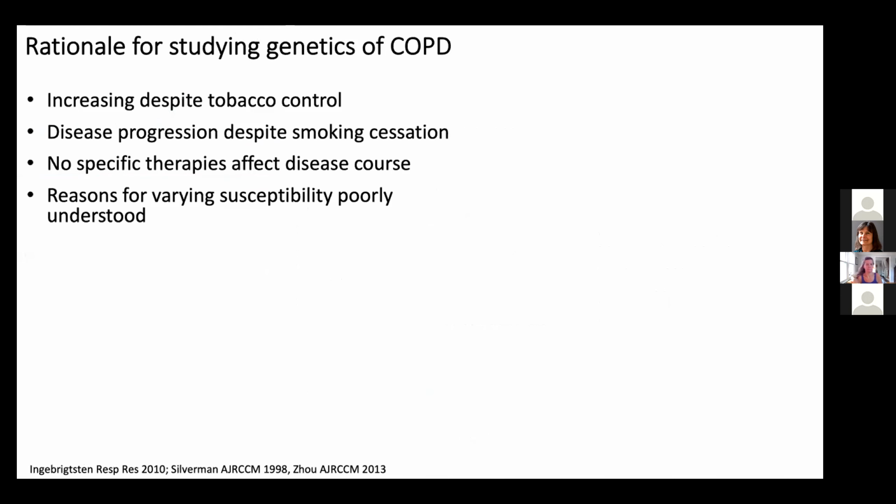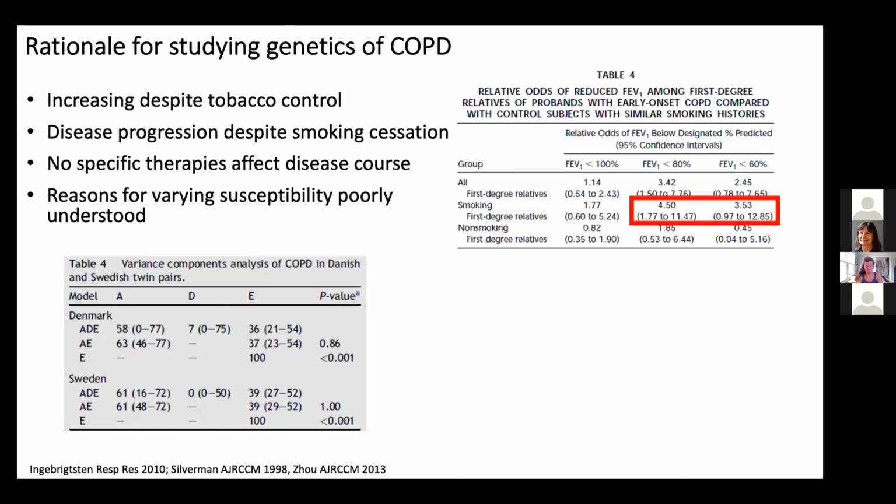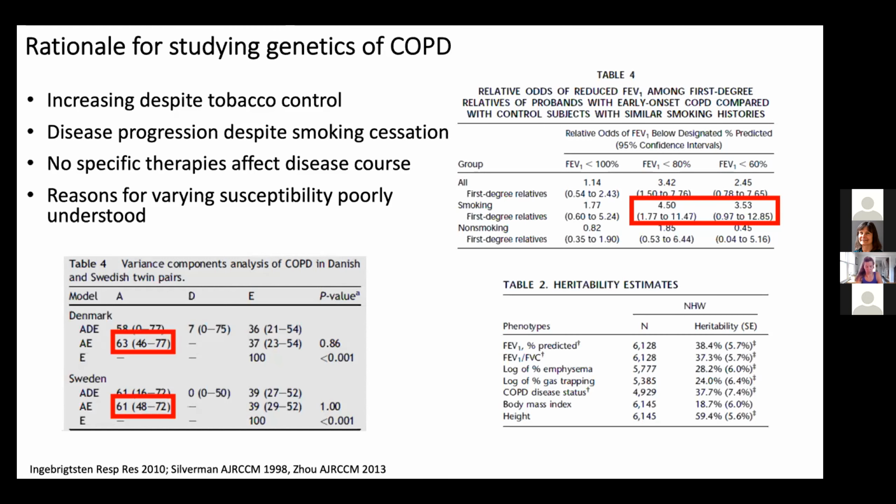So the rationale for studying the genetics of COPD is that it's increasing despite tobacco control. It progresses even when you quit smoking. There are no specific therapies, and the reasons for varying susceptibility are poorly understood. The first thing a lot of geneticists will think about is: what is the heritability? So here is a sibling relative risk from a Boston early onset COPD study saying that you're around 4 times as likely to develop COPD if you have a first degree relative with severe COPD. This is a twin study from Denmark and Sweden showing about 60% from twin studies. And then from genome-wide association study data we have around 40%. So there is a significant portion of heritability for COPD.